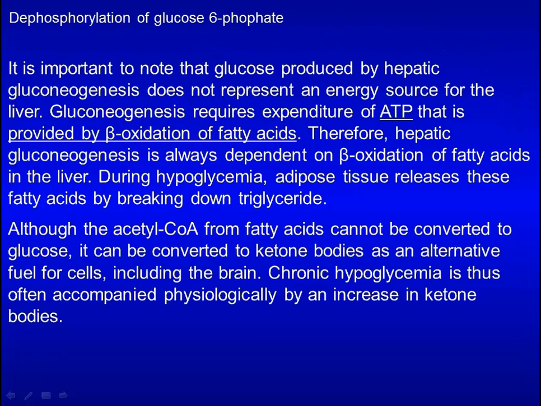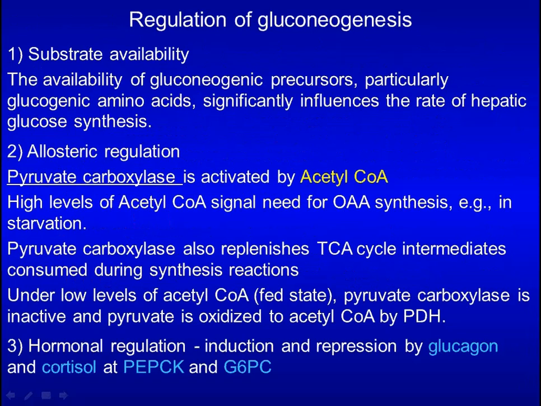Although acetyl-CoA from beta oxidation of fatty acids cannot be converted to glucose, it can be converted to ketone bodies as an alternative fuel for cells. Gluconeogenesis is regulated at 3 levels. First, it is regulated by substrate availability, particularly by availability of glucogenic amino acid.